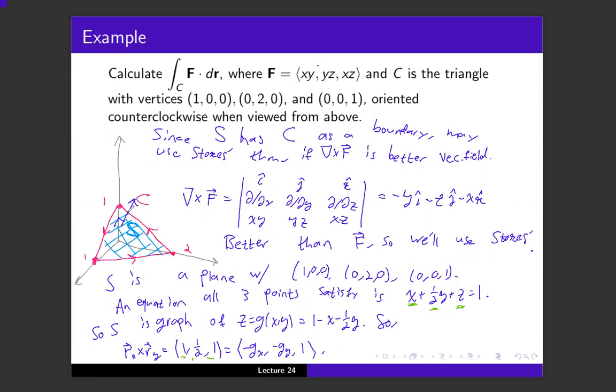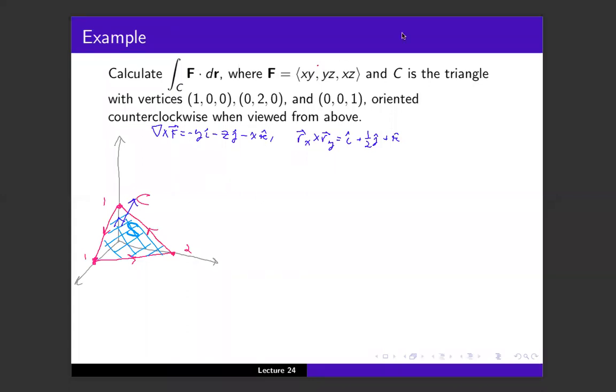So we've got a lot of very useful data. We know what the curl is, and we know what our surface is and what our parameterization is. There are still a couple more bits of data that we need to work out, though. Just to recap so far, we know what the curl of this vector field is. We calculated that, and we know what Rx cross Ry is for our parameterization. And we're also going to need to know what the curl becomes when we plug in R of x,y. That's not hard to work out either. That's going to be negative y i minus (1 minus x minus 1/2 y) j minus x k, plugging in what we know to be z for z.